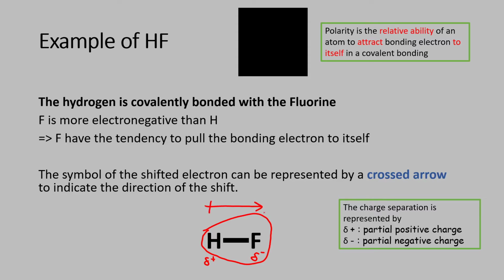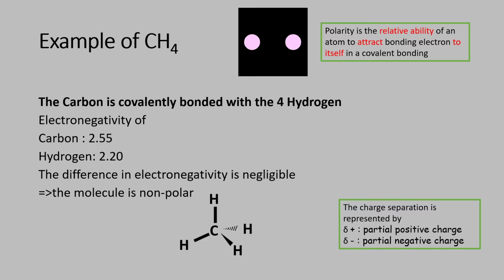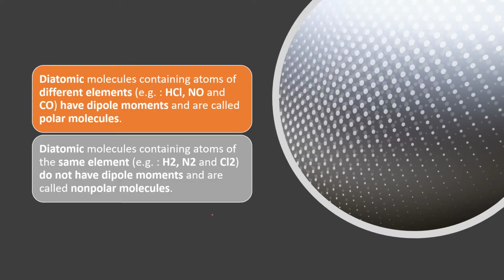Macam hari tu kita dah cerita pasal polarity. Untuk CH, okay, carbon is 2.55 and hydrogen is 2.2. So actually this molecule is non-polar sebab dia punya difference pun dah tak banyak. So actually diorang punya tarikan electrons tu is quite spread out equally. Alright. So what if kalau molecules contain different elements pula?